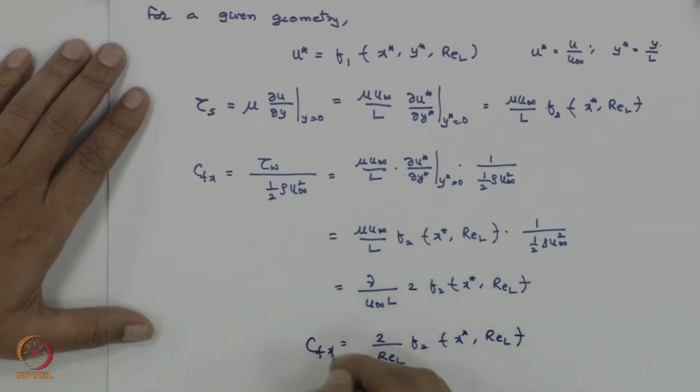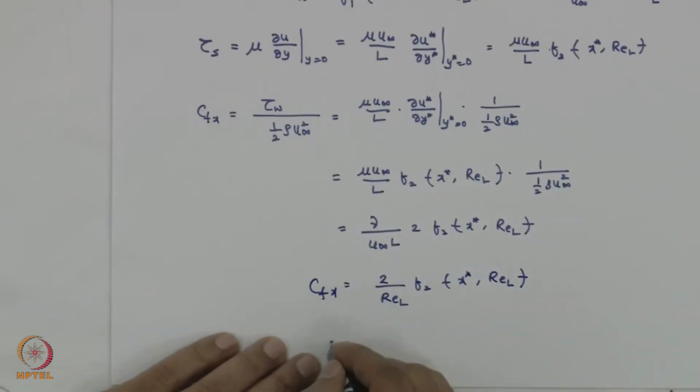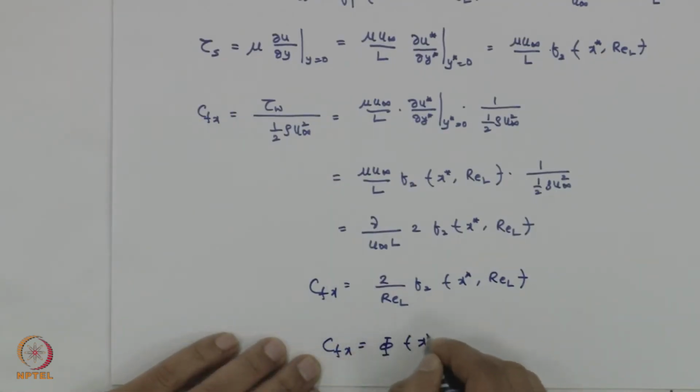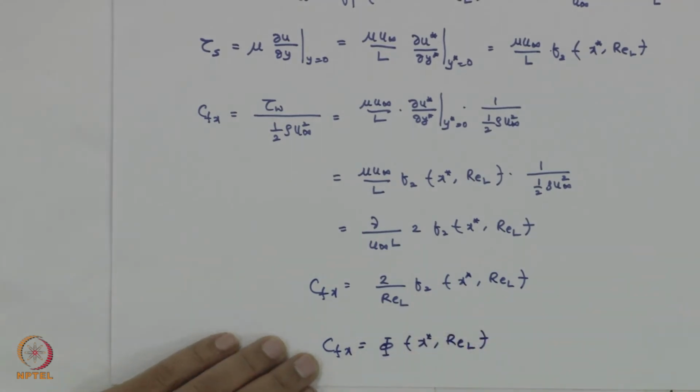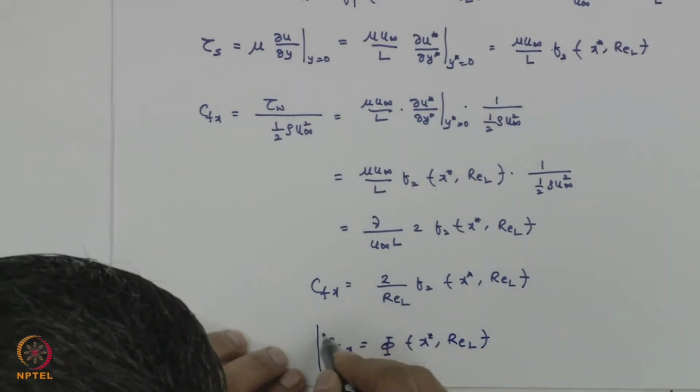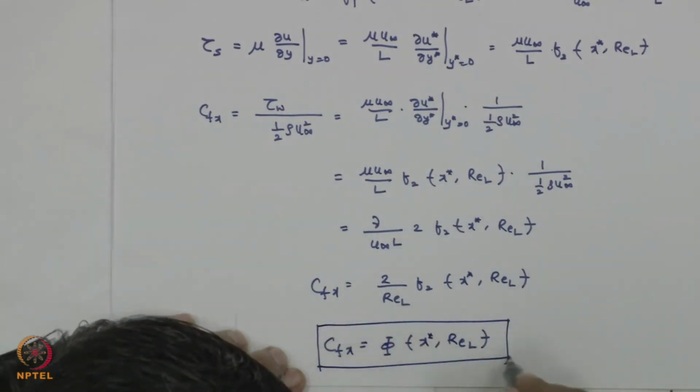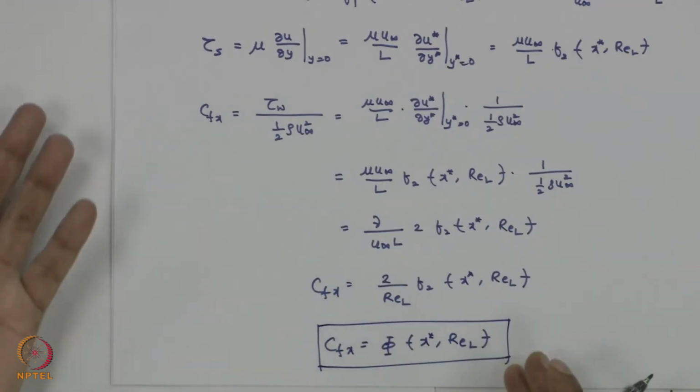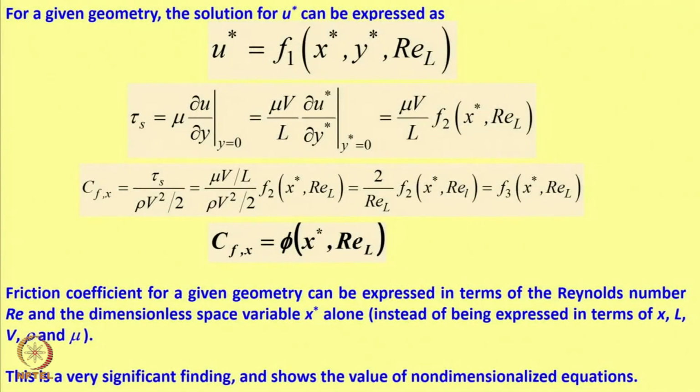So, Cfx, as you can see now, is only a function of X star comma REL. So, the friction coefficient is a function of the location and Reynolds number. This is nothing new for us because we have done this from dimensional similarity, we have done by scale analysis, but let us keep this form as it is because this form helps us in understanding Reynolds analogy.